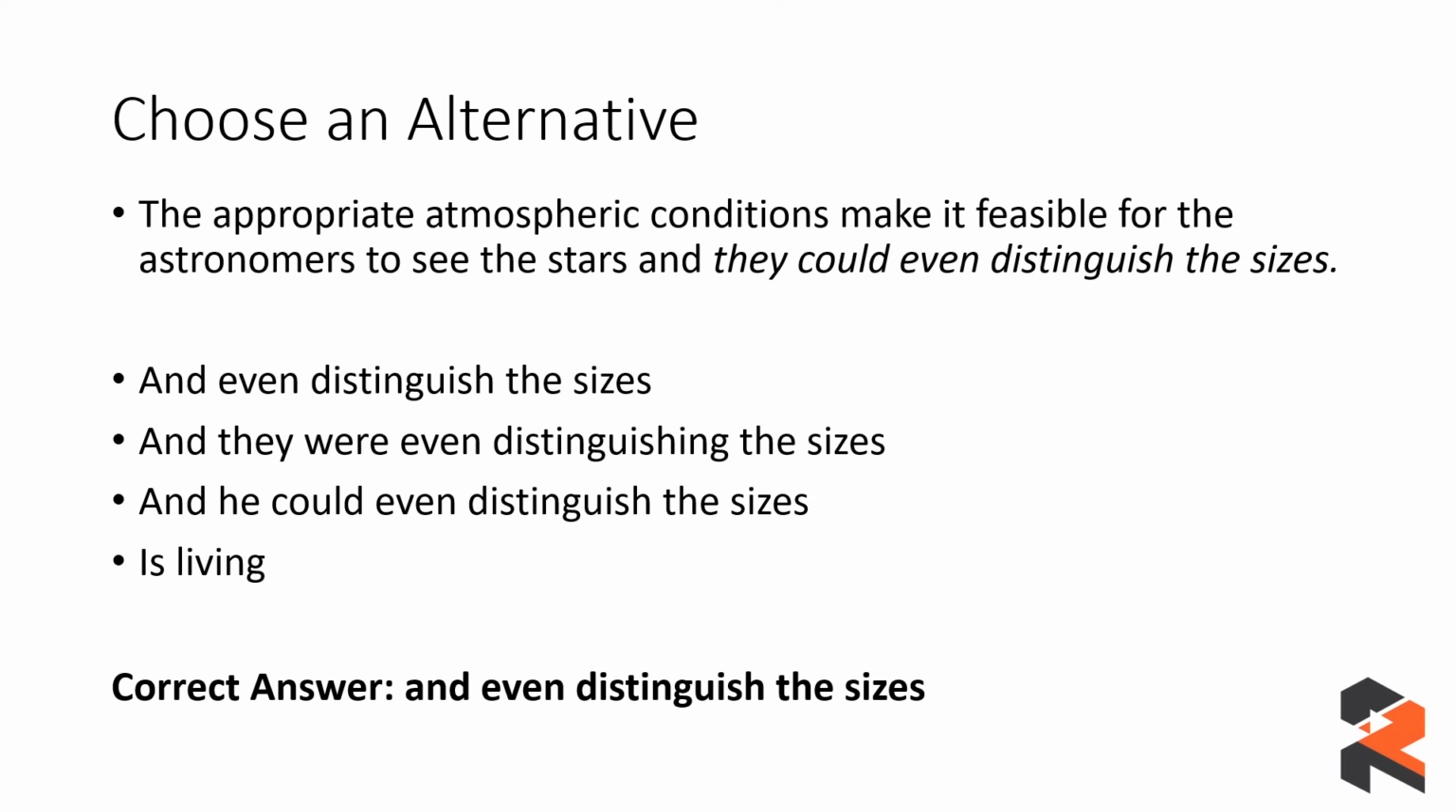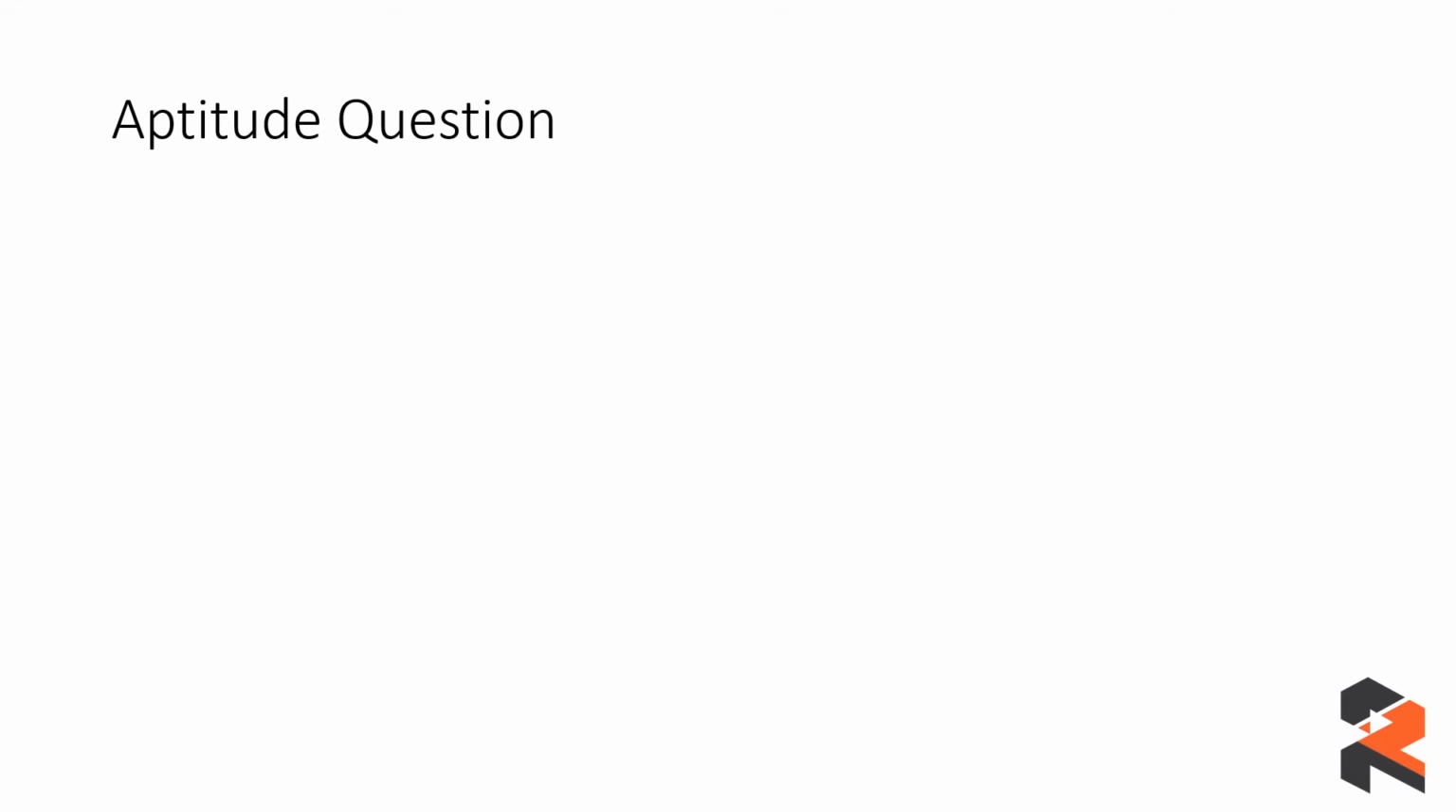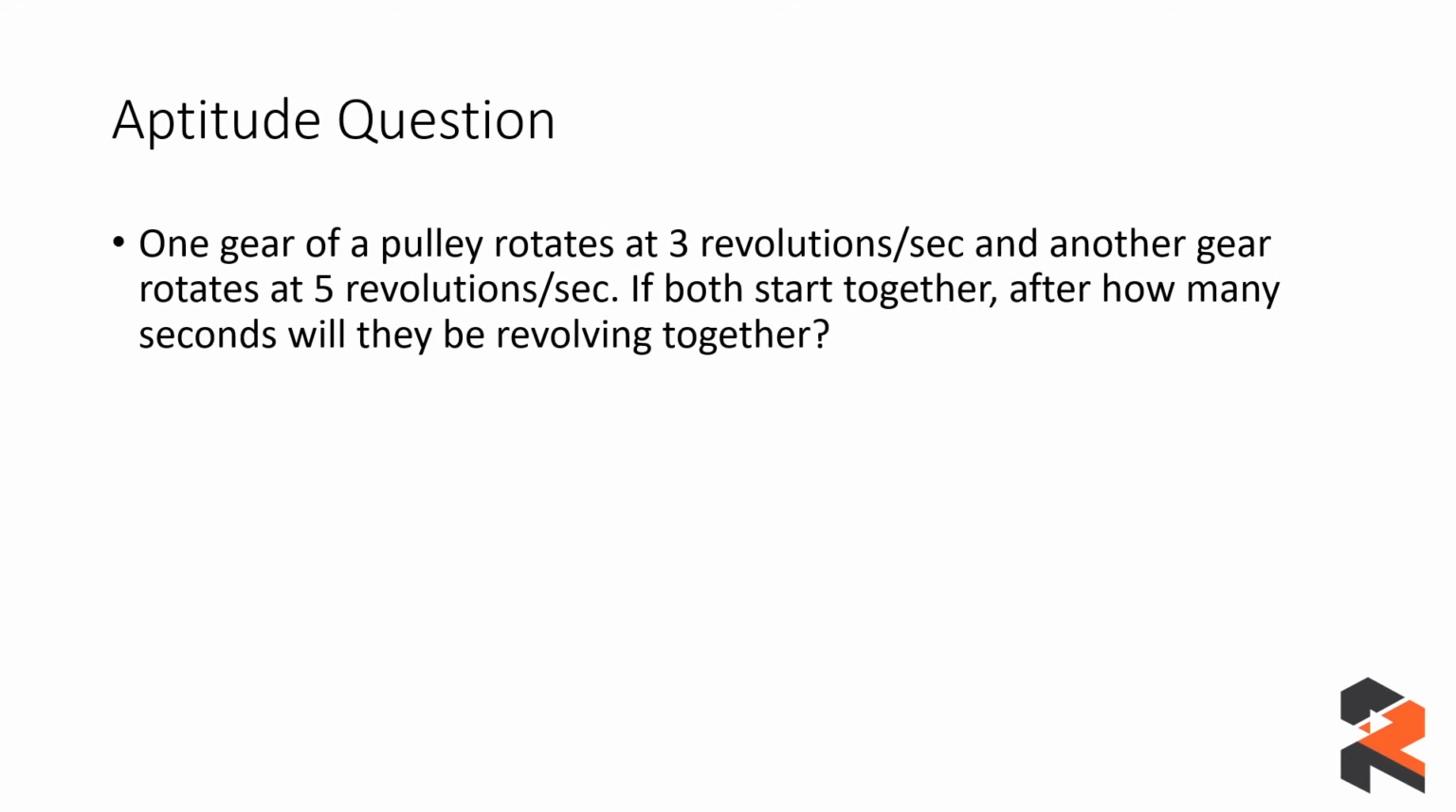Let's look at another question in this case. We have an aptitude question again where it says one gear of pulley rotates at 3 revolutions per second and another gear rotates at 5 revolutions per second. If both start together, after how many seconds will they be revolving together?